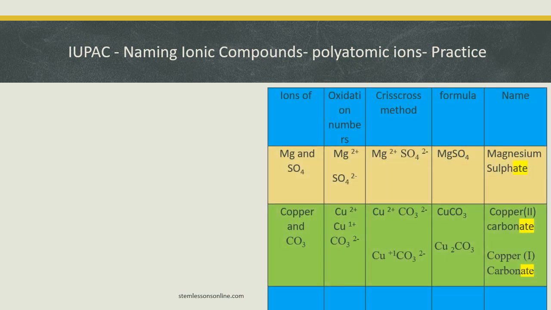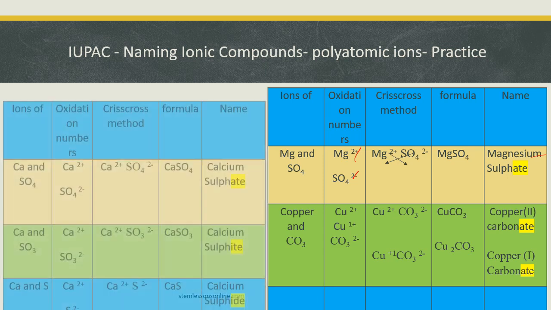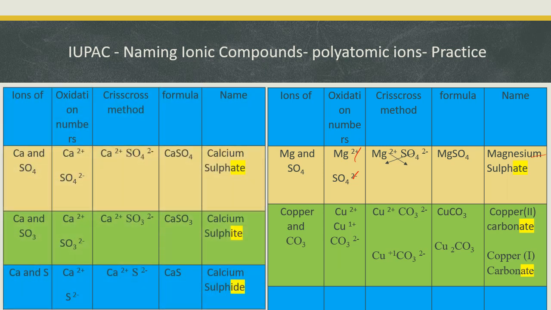Here is another example. Magnesium and sulfate. The ions are Mg2+ and SO4 2 negative. Two positive and two negative will cancel, so you don't even have to crisscross it. You will get MgSO4, and the name will be magnesium sulfate. You can see the name from the reference material. You just have to put them together. That's it. And now copper and carbonate.